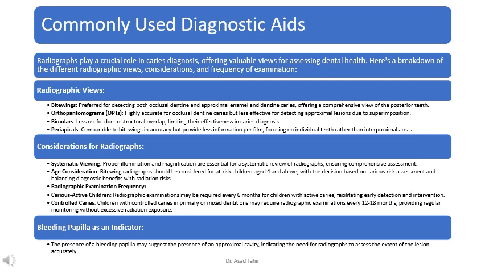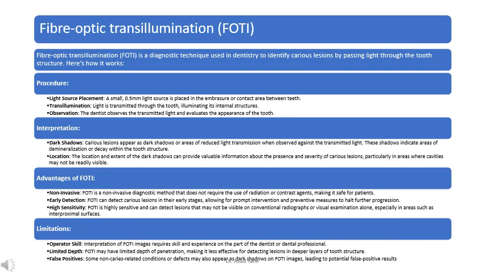Bleeding papilla as an indicator. The presence of a bleeding papilla may suggest the presence of a proximal cavity, indicating the need for radiographs to assess the extent of the lesion accurately. Fiber-optic transillumination, FOTI, is a diagnostic technique used in dentistry to identify carious lesions by passing light through the tooth structure. Here's how it works.